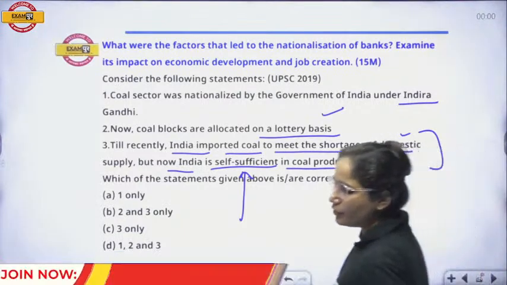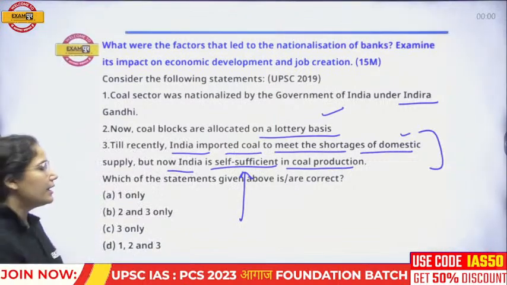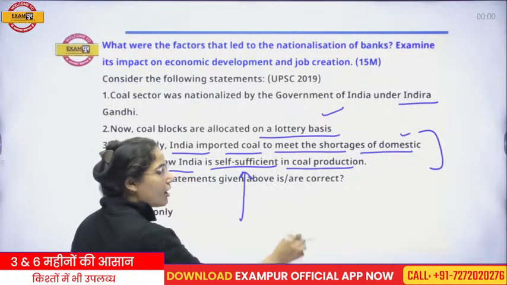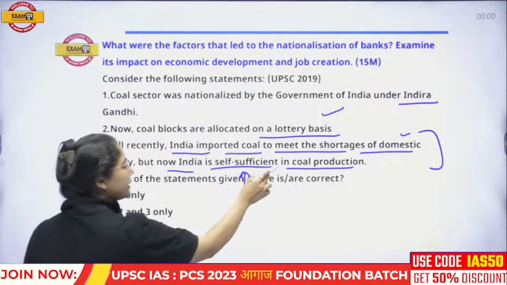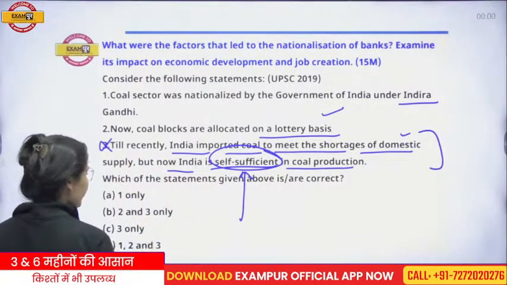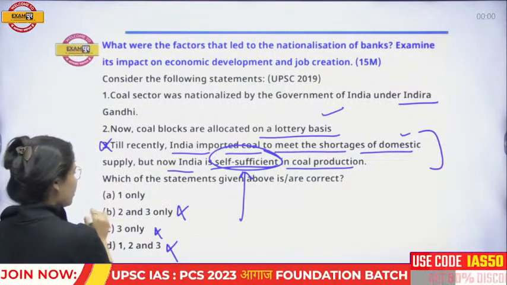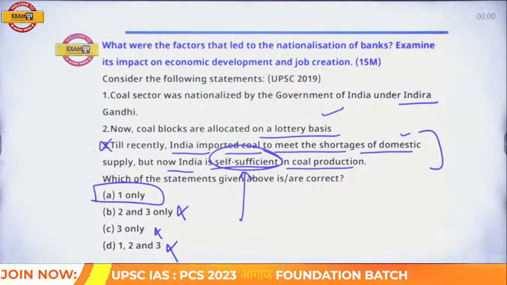If we know the fact that we are still not self-sufficient, still the largest importer of coal from Russia, then we are not at all self-sufficient so far. So the third option would be incorrect. Only one would be correct. Only the elimination method could work here.